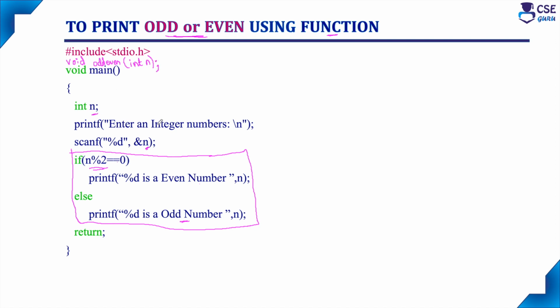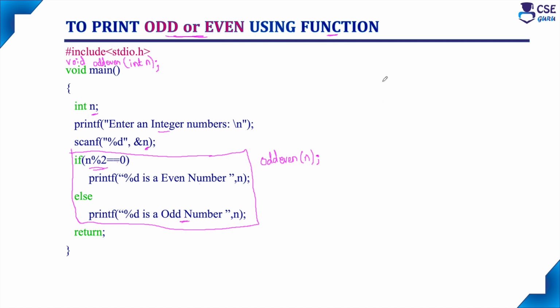And in the main function, we need to accept the integer value n and store it in the variable. And here, we need to implement a function call. So the function name is odd even here. After this scanf statement, we will call the function odd even and the variable value is n. Once the function is called, the control will be transferred to the user-defined function. So this logic part we are going to implement as a user-defined function.